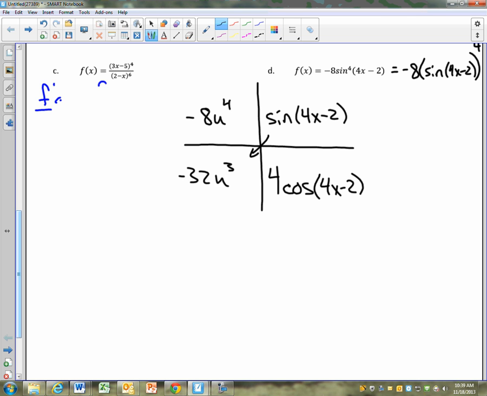If you don't like that, that's fine. Just set up another chain rule and do 4x minus 2, do sine of u, do cosine of u, do 4, multiply, get 4 cosine of 4x minus 2. I don't care which one you do, but my point is that you can often look at this and tell what the derivative is right away. This is a double chain rule problem, but this one you can do in your head. So a lot of times you only set it up once.